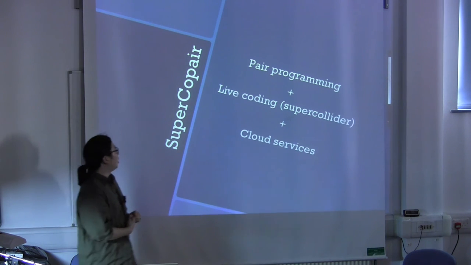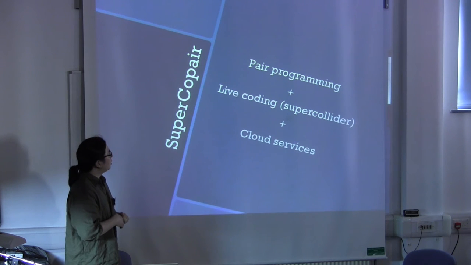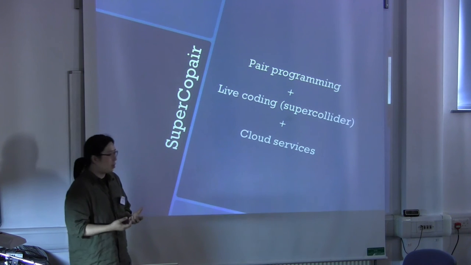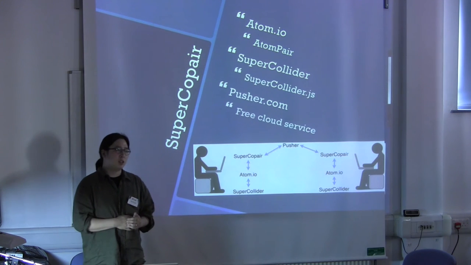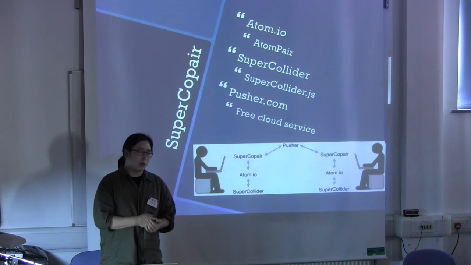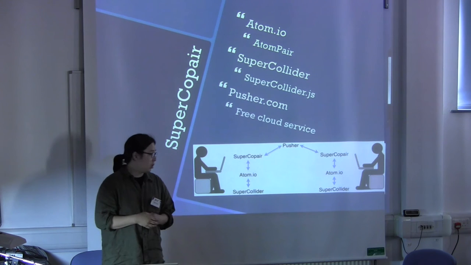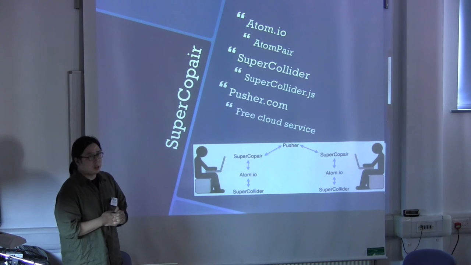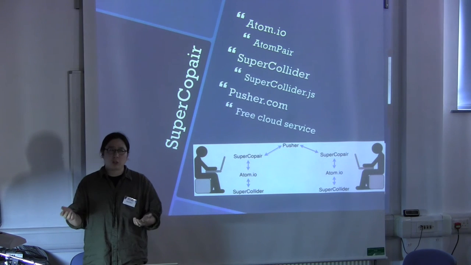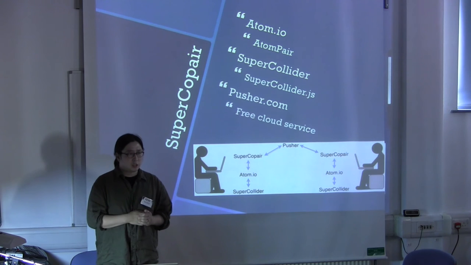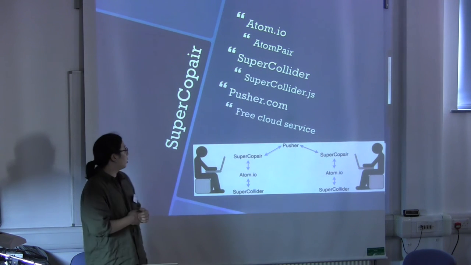This is something different. We built an atom.io package called SuperCoPair. It's a mix of pair programming plus live coding on SuperCollider, and it uses a cloud service. If you're not familiar with atom.io, it is just an editor based on WebKit. You can freely download the editor, and it has a lot of packages that you can install, and any user can create a package so that it will extend the existing editor. It has two great packages already. One is Atom Pair, which basically lets you use the Atom editor as a Google Doc-like thing, so you can collaboratively edit at the same time. And then you have a SuperCollider package that lets you run SuperCollider code in the Atom editor.